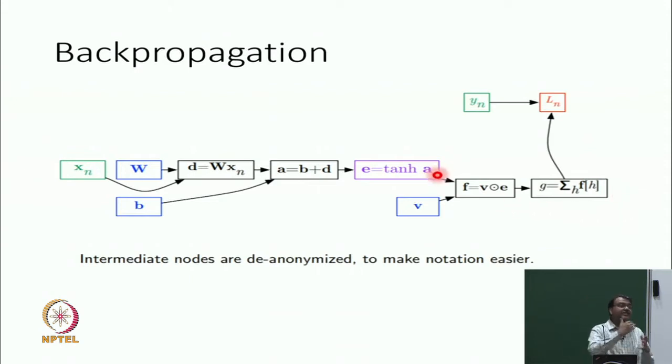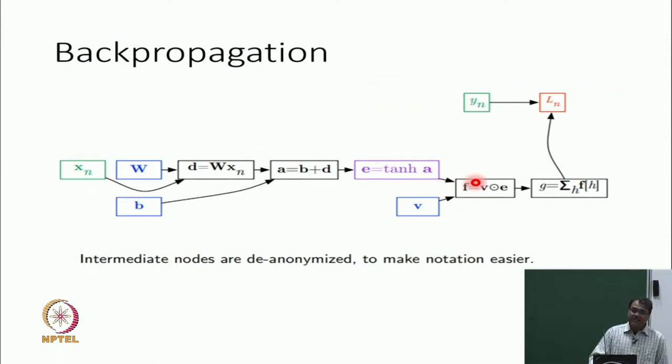But we have split it into unit steps. So first xn came, w came, and that created wxn. Let's call it d. Now b came, and we added b plus d, so that created wxn plus b. Let's call it a. Then we computed e equal to tanh of a, we call it e.